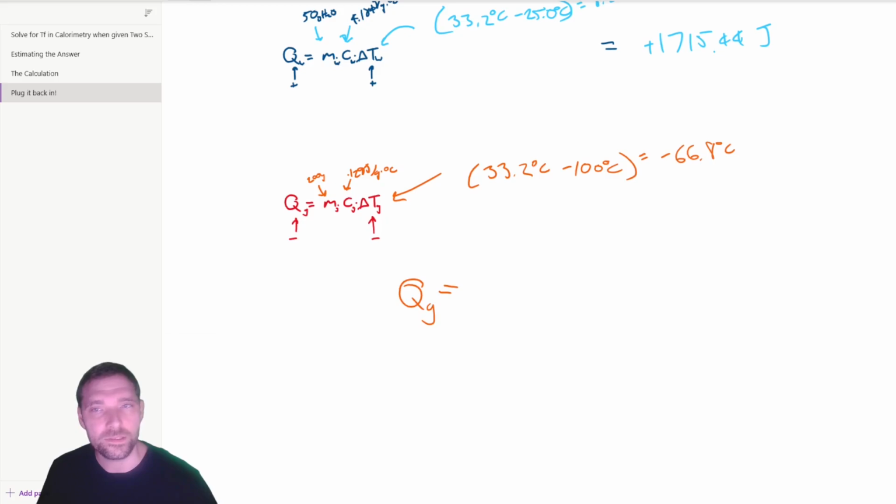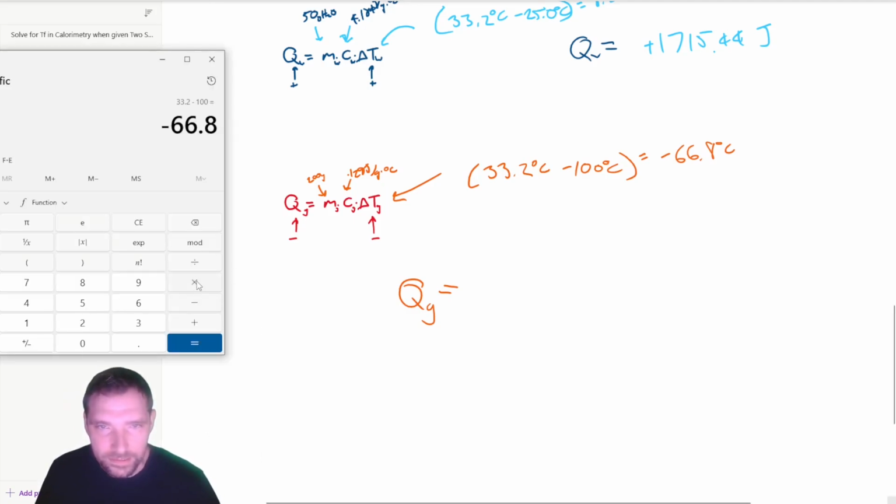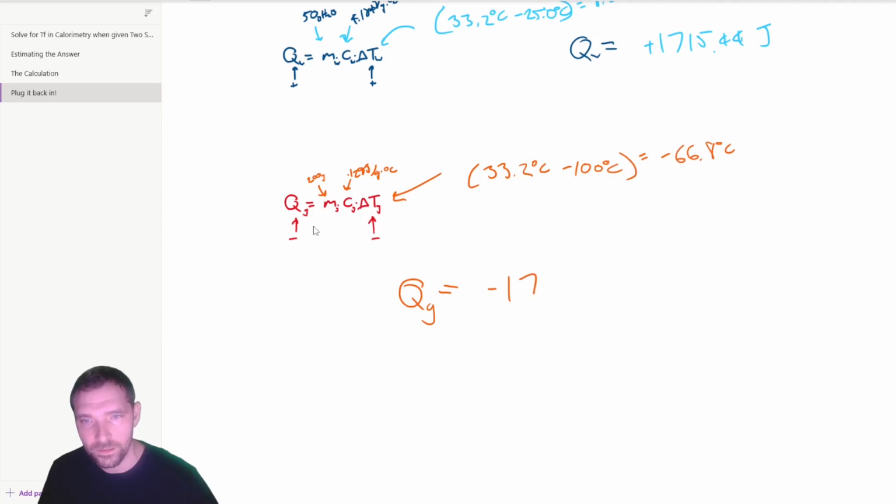Gold, and then this was our Q of the water. Yeah, so let's see what we get. Now that's negative 66.8 times the 0.129 times 200. It's pretty close. Remember, we had said this was really only accurate to 3 sig figs.